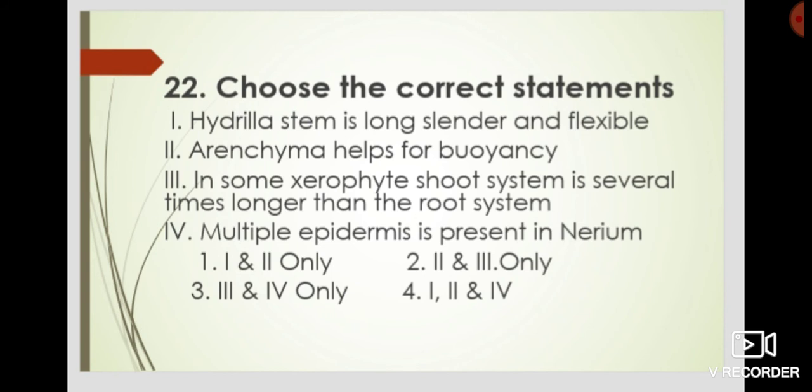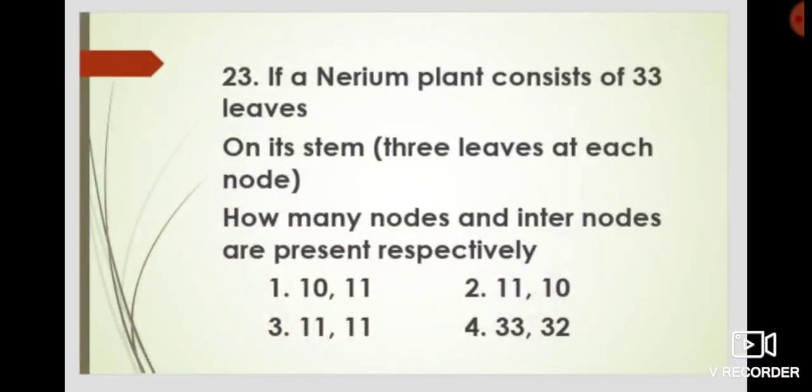The right answer is fourth one. 1, 2 and 4 statements are correct. Hydrilla stem is long, slender and flexible. Aerenchyma helps for buoyancy. And fourth one, multiple epidermis is present in Nerium. Third statement is wrong.